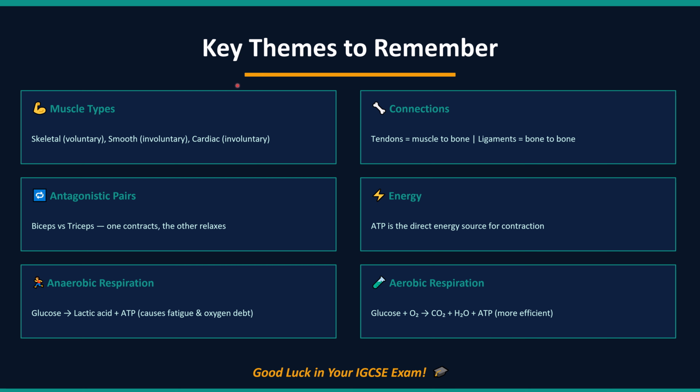Lastly, here are the key themes to remember. First, muscle types: skeletal is voluntary, smooth is involuntary, cardiac is involuntary. Connections: tendons connect muscle to bone, ligaments connect bone to bone. Antagonistic pairs: biceps and triceps, one contracts, the other relaxes. Energy: ATP is the direct energy source for contraction. Anaerobic respiration: glucose to lactic acid plus ATP causes fatigue and oxygen debt. Aerobic respiration: glucose plus oxygen to carbon dioxide plus water plus ATP, more efficient.